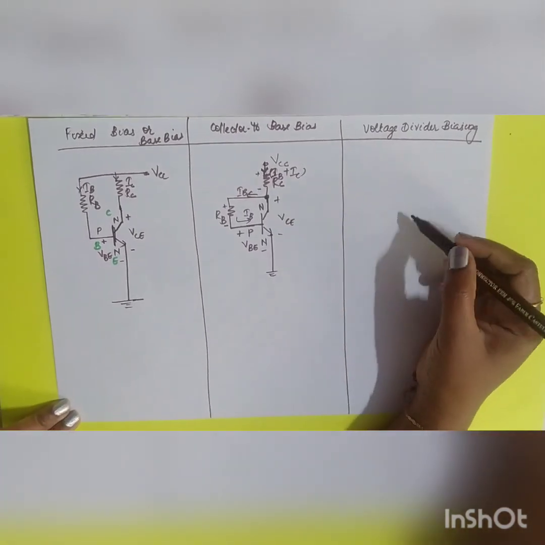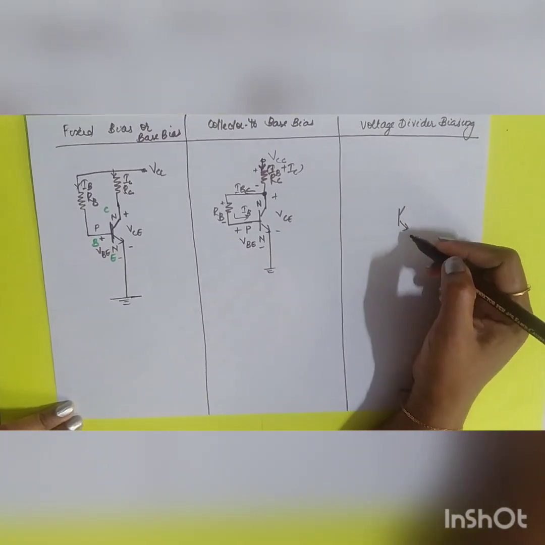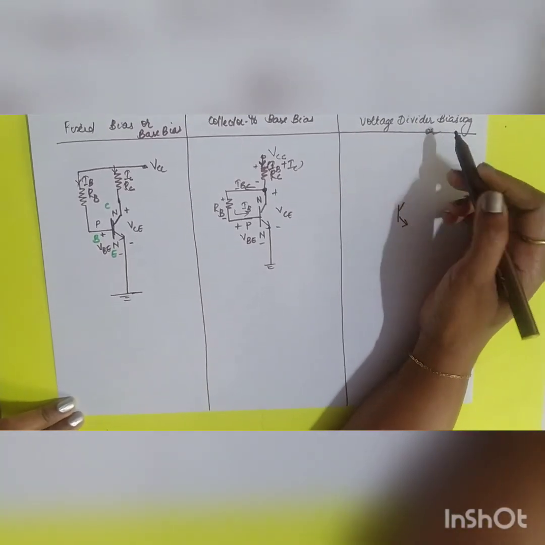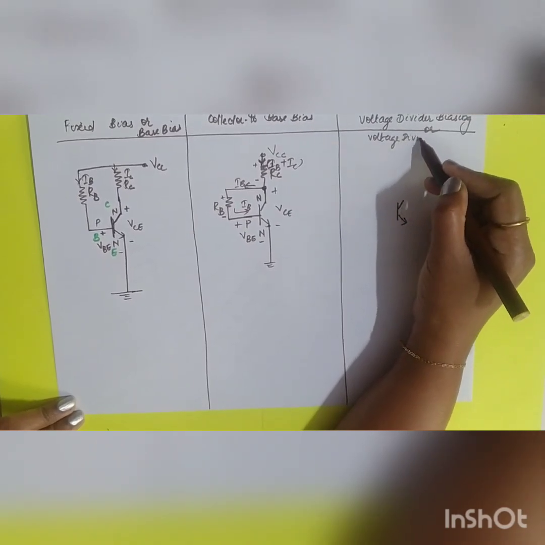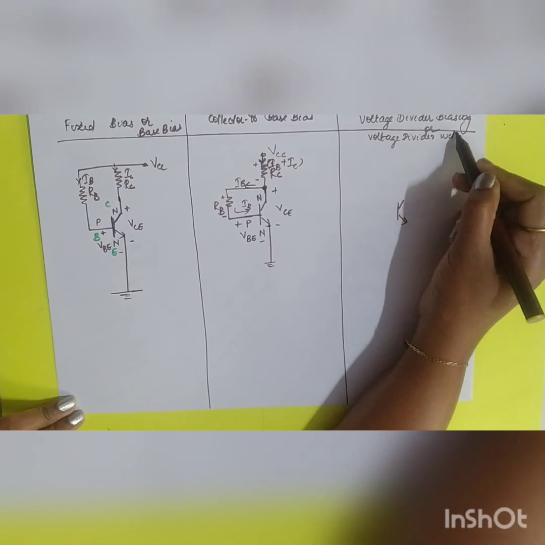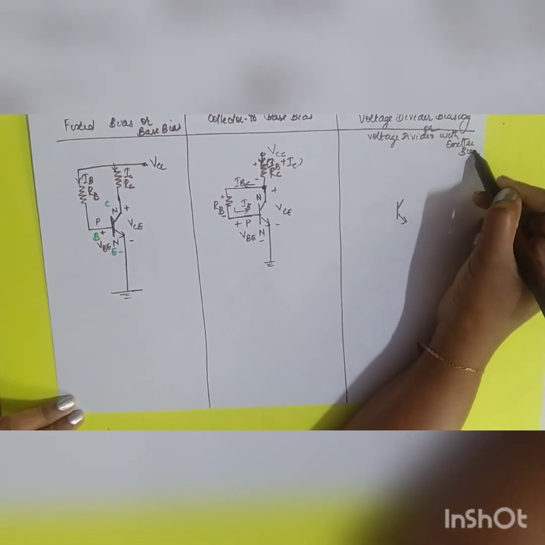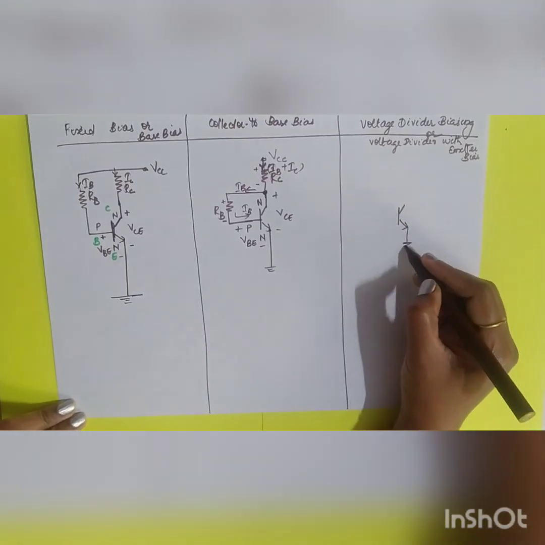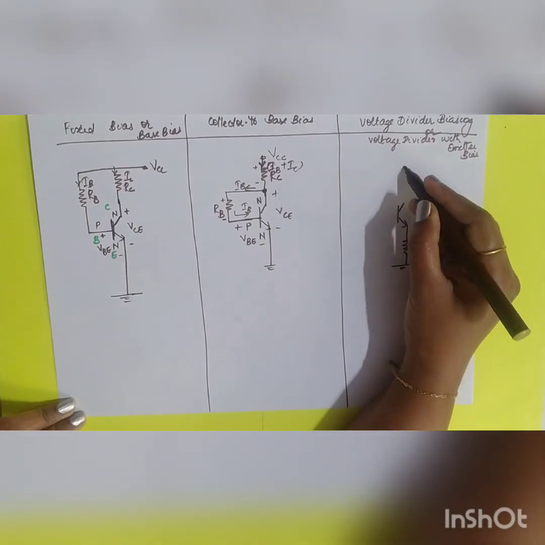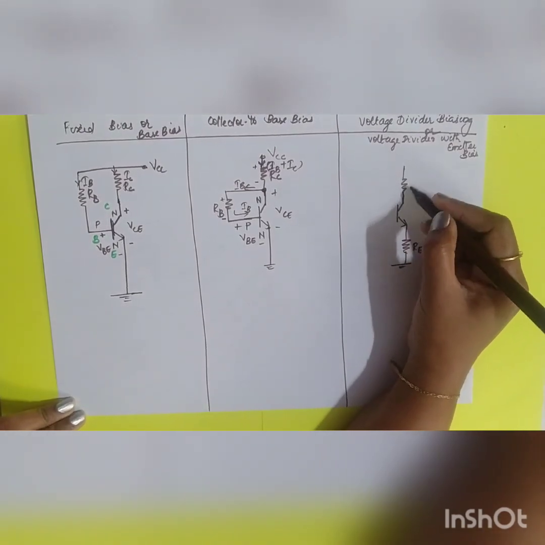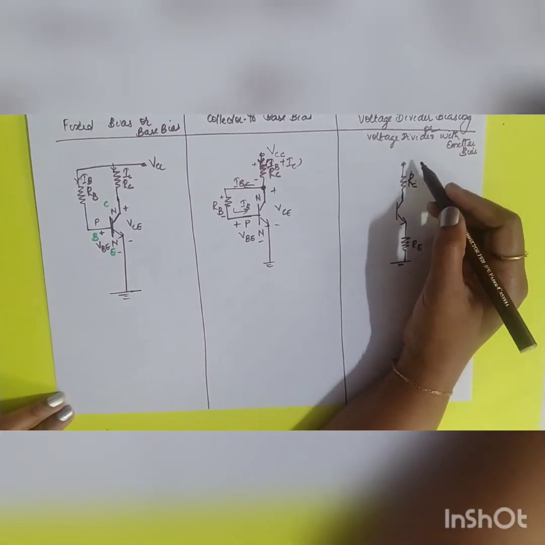The next and last type is called your voltage divider biasing. So the voltage divider biasing comes with an emitter resistor. It is also given by another name, voltage divider with emitter bias. Okay. So across the emitter you have your resistor RE, which is used for stability. Okay. So across the collector you have your collector resistance RC.